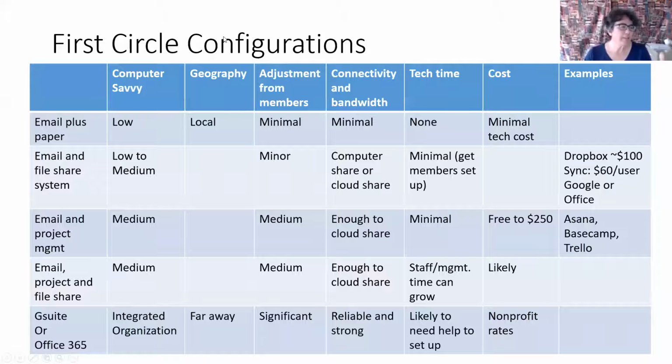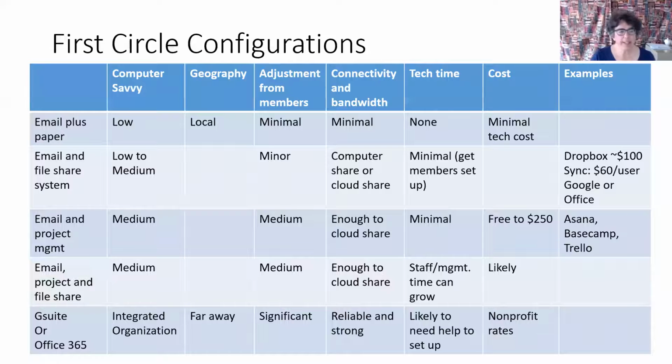So I tried to arrange these by geography, and second, by how much computer savvy you need for these kinds of configurations. What geography, well, what's the distance in drive times from top to bottom? Email and paper really only works if you can all meet together in a room. Then along with that, there's how much adjustment or learning or new programs on your computer you need from the members in your first circle, and how much connectivity and bandwidth you need.